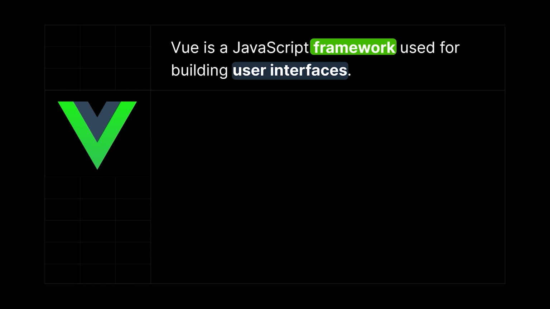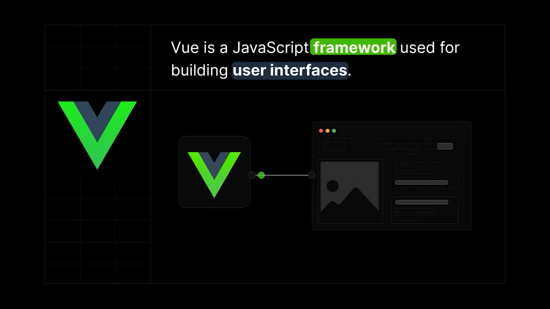Vue.js is a JavaScript framework used for building user interfaces. But what does that actually mean? Well, in simple terms, Vue.js makes our lives a lot easier when building modern web applications. It helps organize our code, handle interactivity, and manage complex UI logic in a much more structured and efficient way.